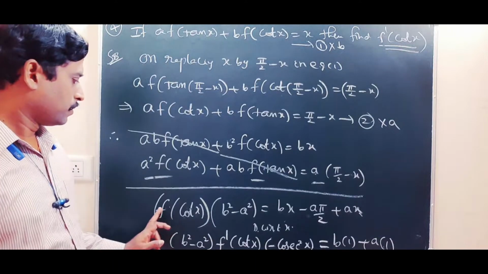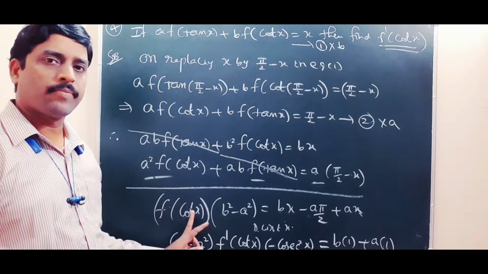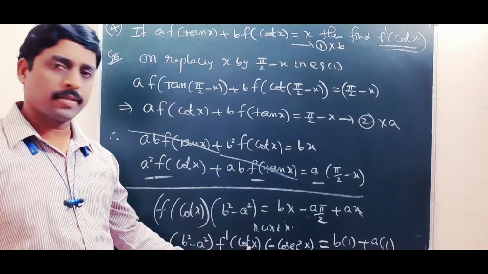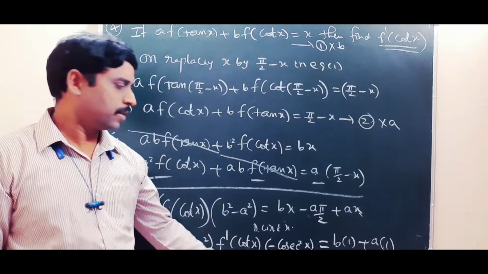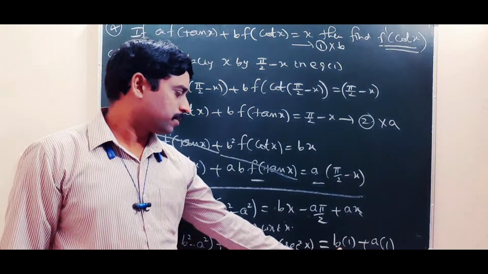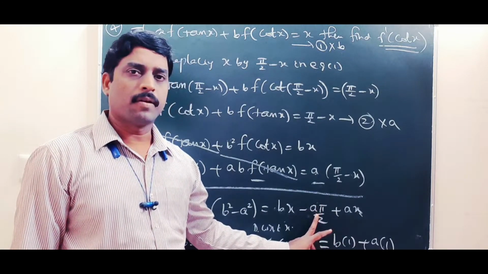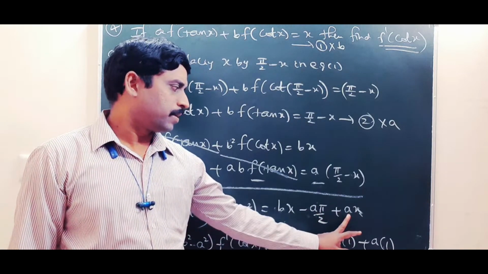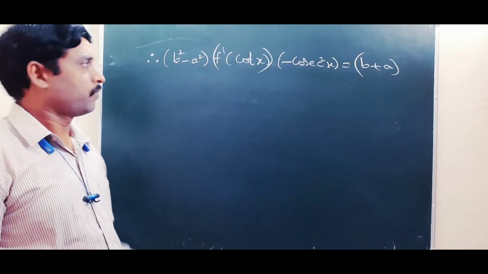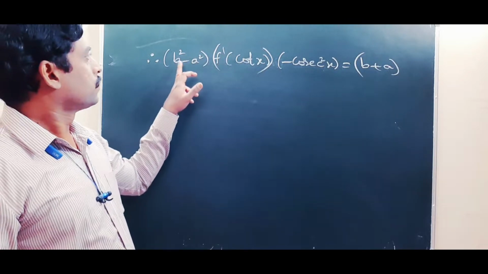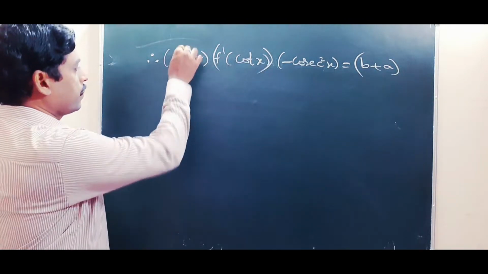Okay, so b square minus a square constant. Differentiation of f of cot x is f dash of cot x, but differentiation of cot x will be minus cosecant square x. Equal to b constant, differentiation of x will be 1, minus a pi by 2 constant, differentiation 0, plus a into differentiation of x will be 1. Okay, we have got this value.